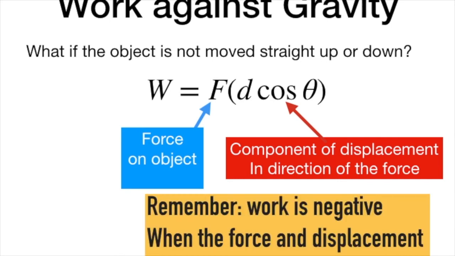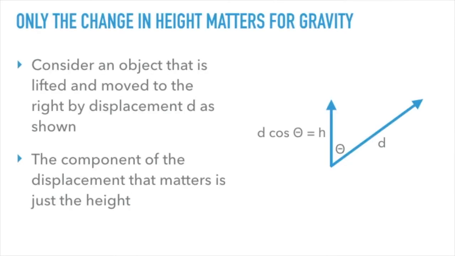Again, work is negative when the force and the displacement point in opposite directions, but here you have to limit yourself to just the component of the displacement that is vertical when we're talking about gravity. So only the change in height matters.